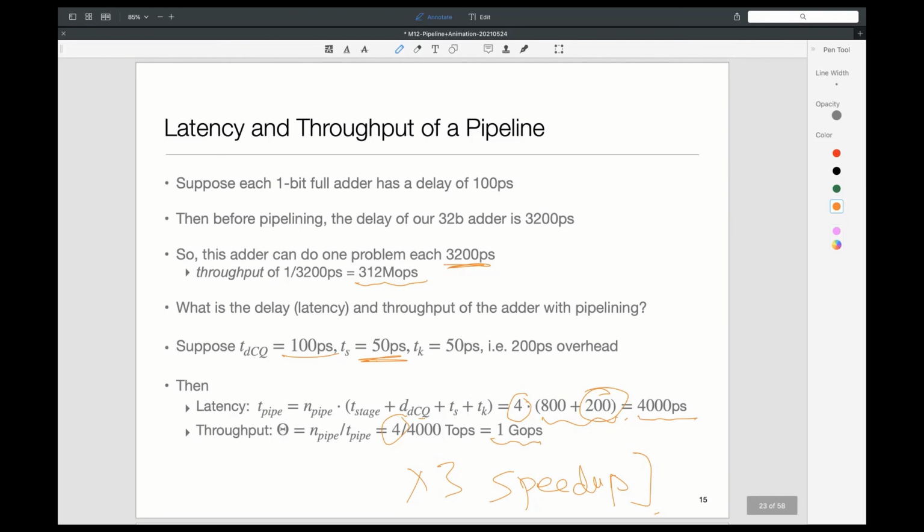Question: even though it takes more time, it does more stuff. Each clock tick takes more time, but my clock ticks are still a lot faster than before. Previously they were 3,200, now they are 1,000. So my clock ticks are still faster. It takes more time per job, but I am doing more work per unit time.